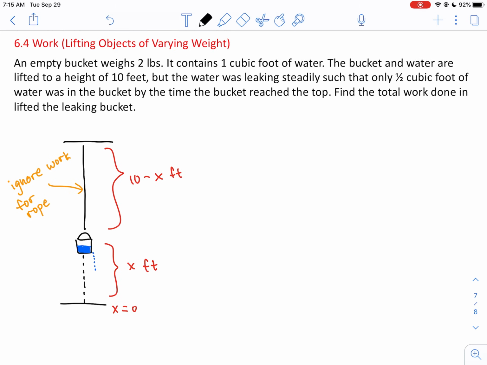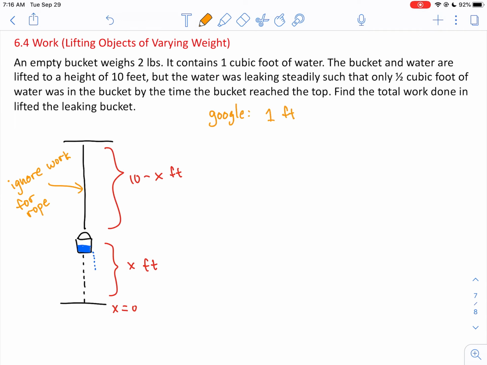All right, now to proceed further, we have to figure out how much water was initially in the bucket. Well, it's a cubic foot of water, but I need to convert that to a weight. So I went to Google and I determined that 1 cubic foot of water corresponds approximately to 62.5 pounds. We want to figure out what the force is at this point right here. So what's the weight of the bucket and the water by the time we've gone X feet? Well, because the water is changing weight, because we're losing water, this is where the complication comes in.